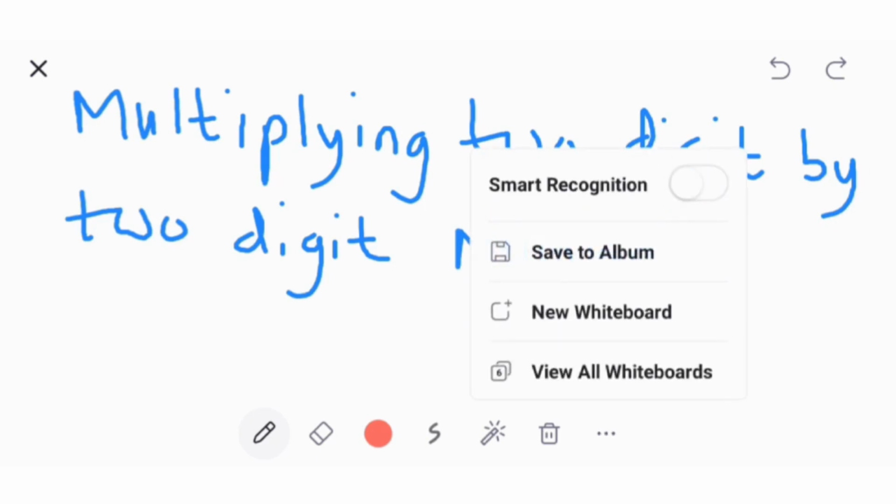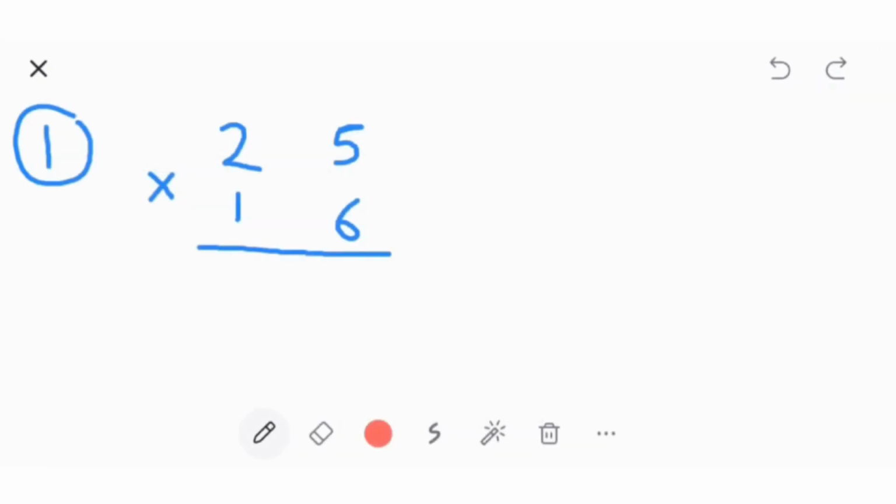How do you multiply a 2-digit number by another 2-digit number? Let's look at this first question. We have 25 times 16. Now you start with 6. That 6 that I circled has 2 friends at the top, and the 2 friends are 2 and 5. So 6 will visit each of those 2 friends.